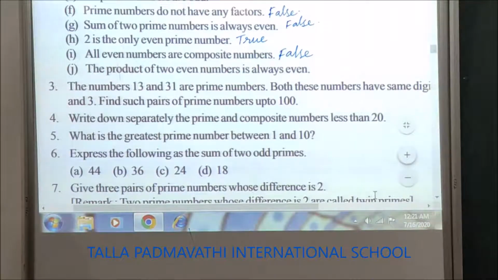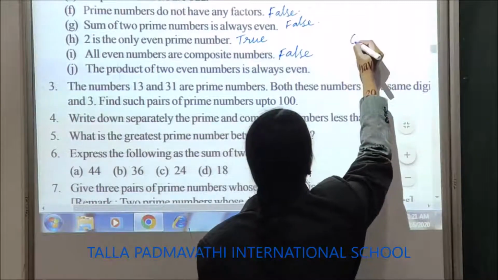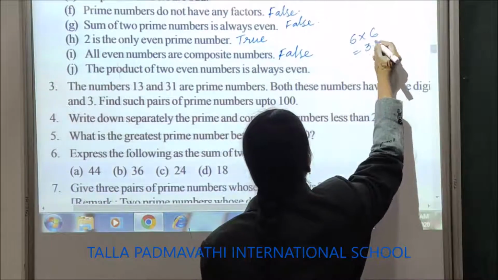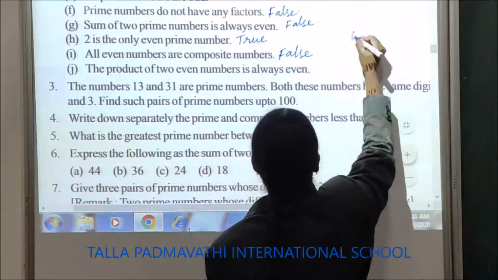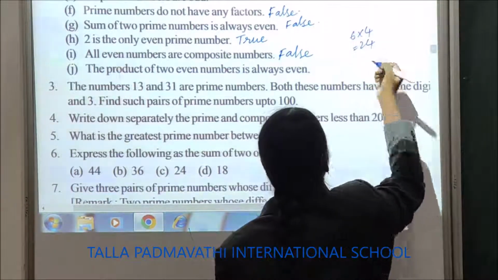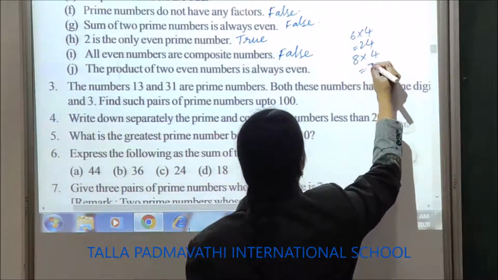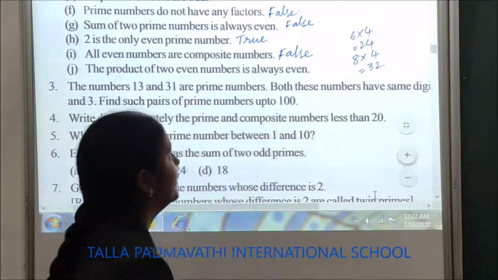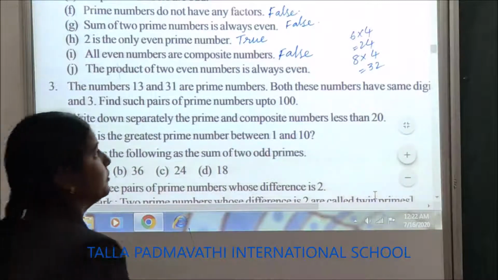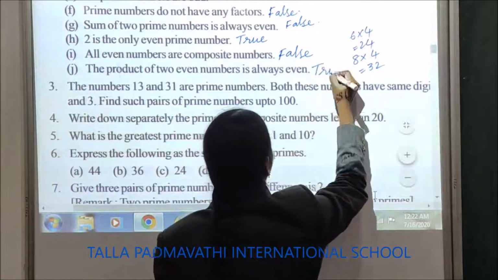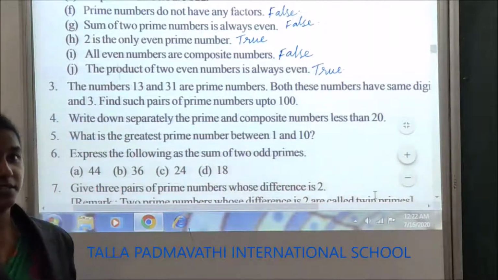Next. The product of 2 even numbers is always even. Let us take 2 even numbers, that is 6 into 6. So 6 sixes are 36. Or else we will take 6 fours. 6 fours are 24. Yes, it is an even number. Next, 8 into 4, 32. Yes, it is an even number. So the product of 2 even numbers is always an even number. So it is true. Okay children, by this we have completed the true or false bit.